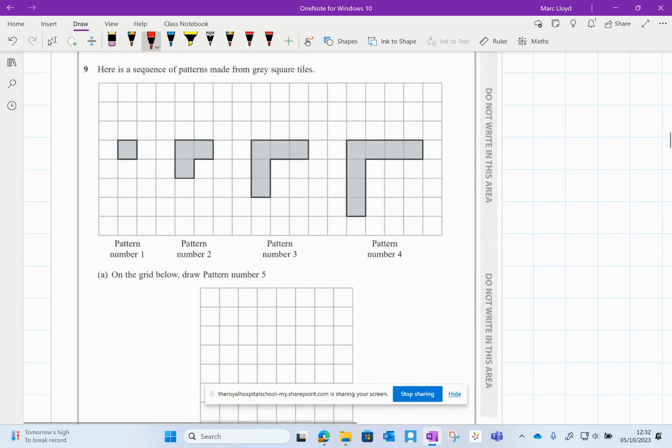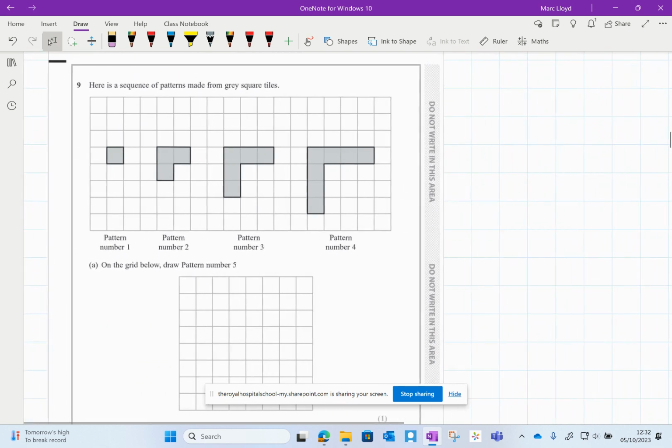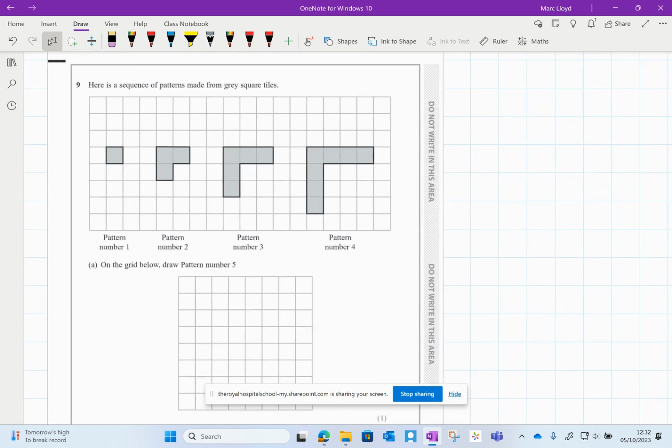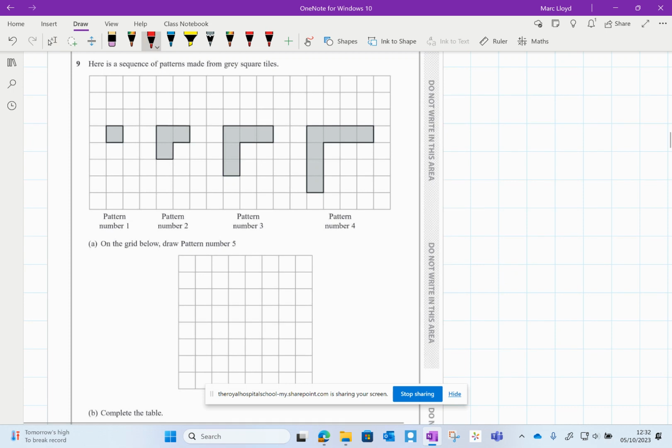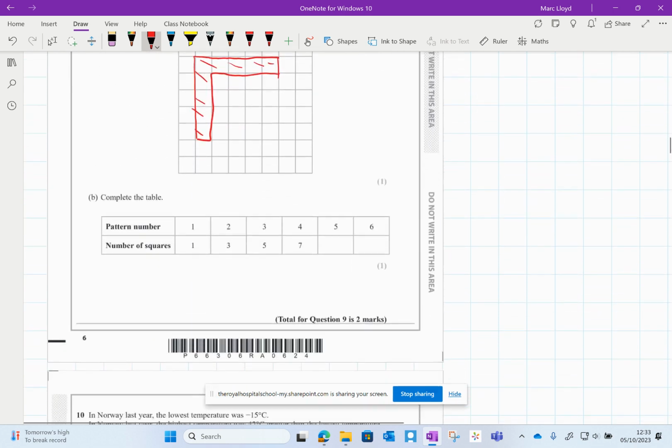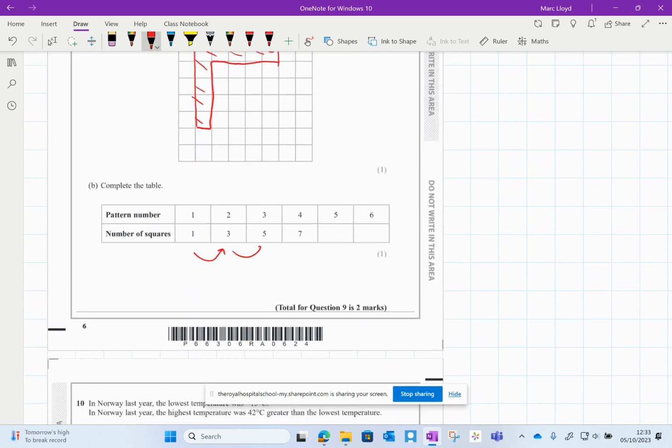Okay, here is a sequence of patterns made from grey tiles. Pattern number 1, 2, 3, 4. So it's clear to me that we're going to have 1, 2, 3, 4, 5 going that way. 1, 2, 3, 4, 5 going that way. These have not expanded as they go out. So we're just going to go in and then down and maybe shade it just for a bit of decoration. Okay, complete the table. So these are going up in 2s. So 9 and 11. So that's a nice sequence.